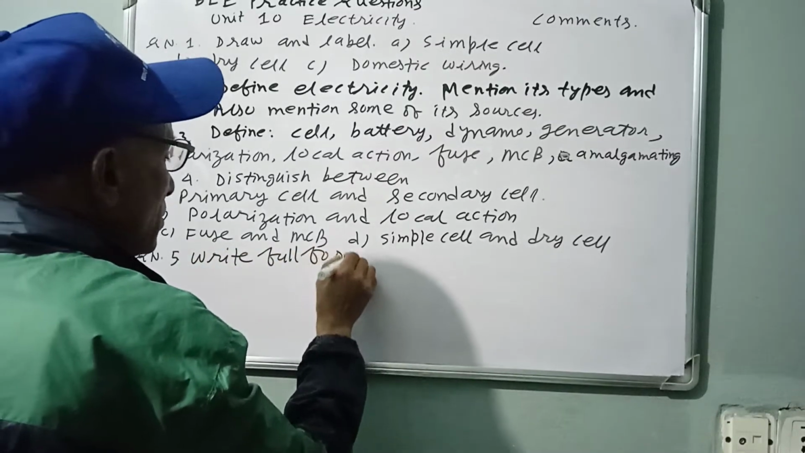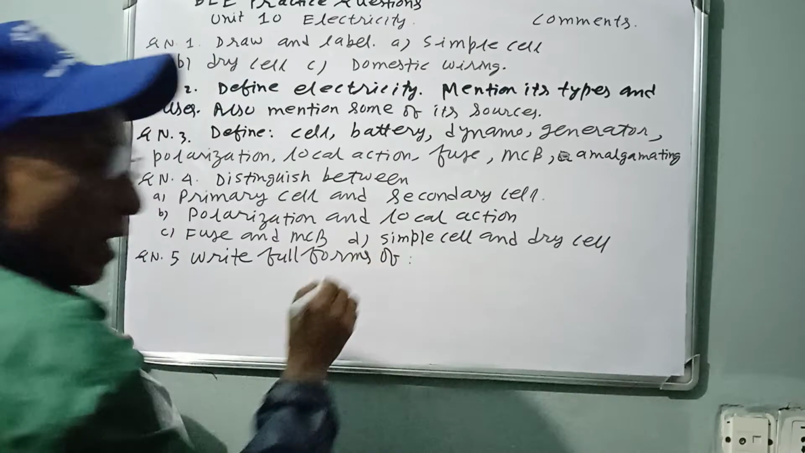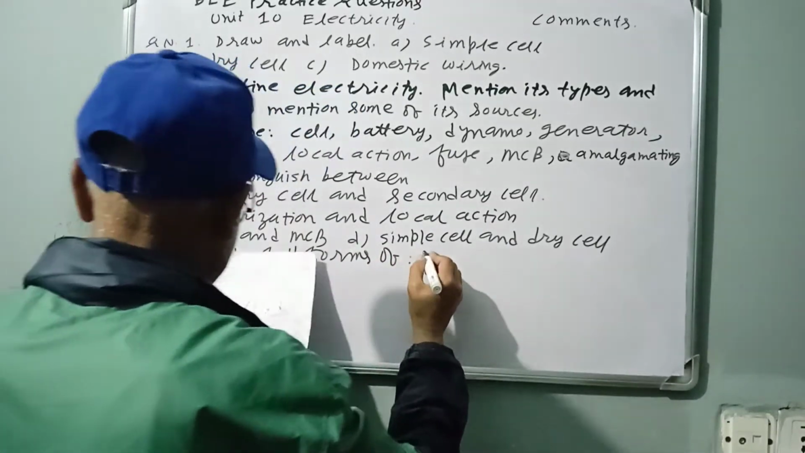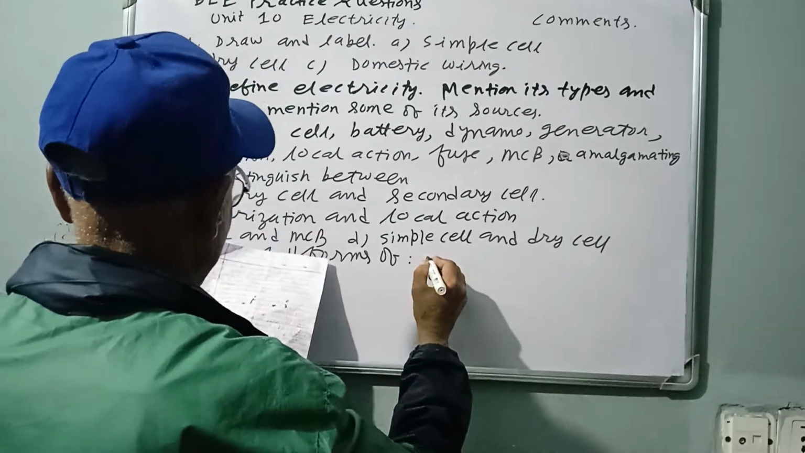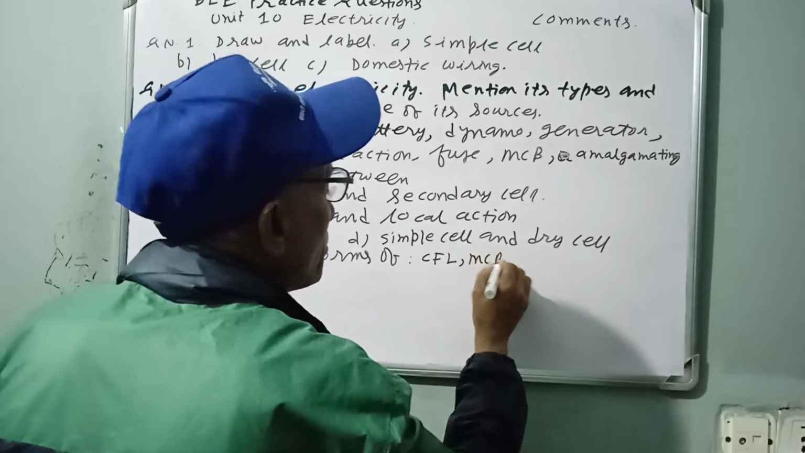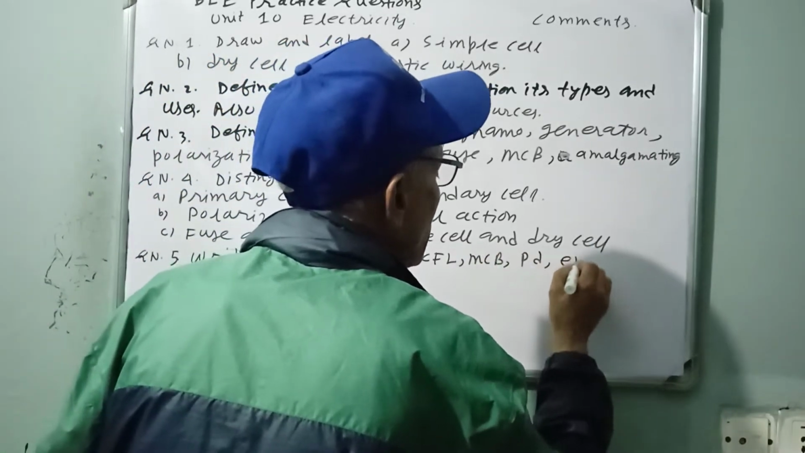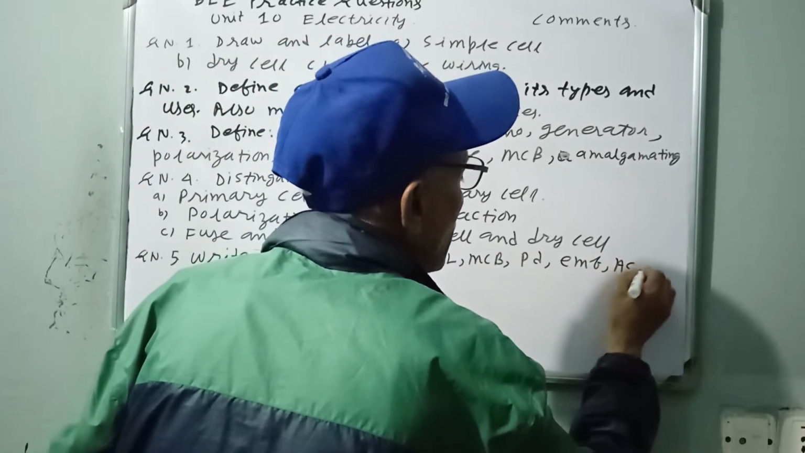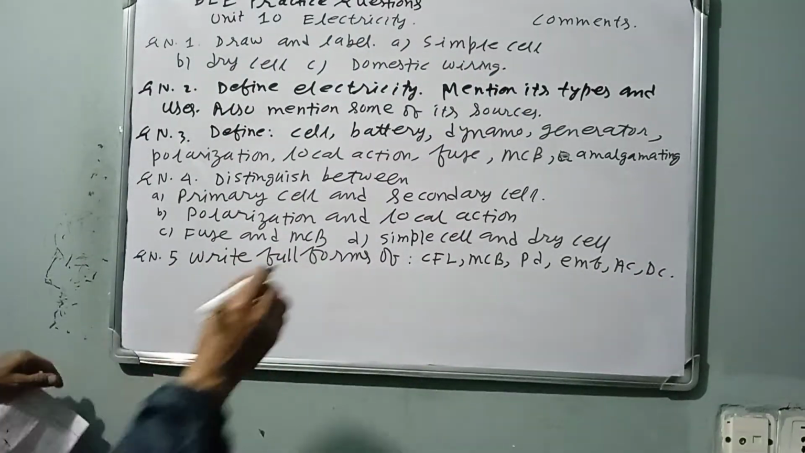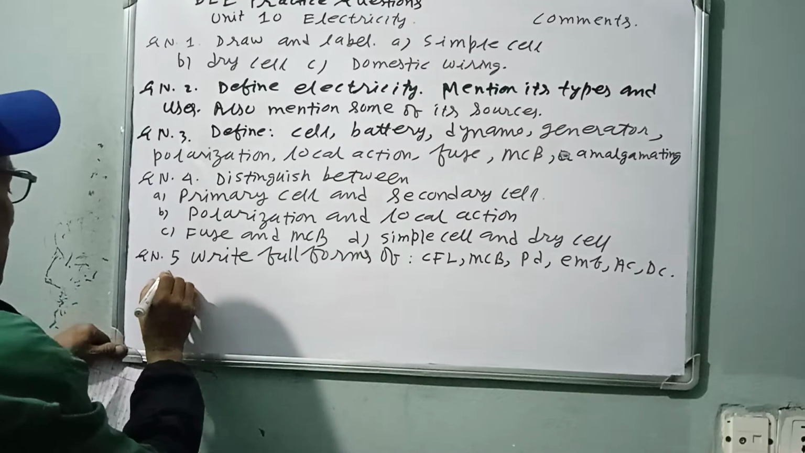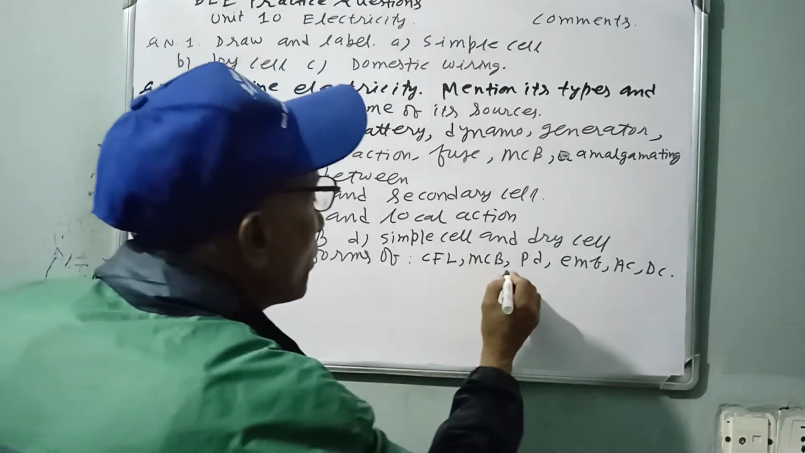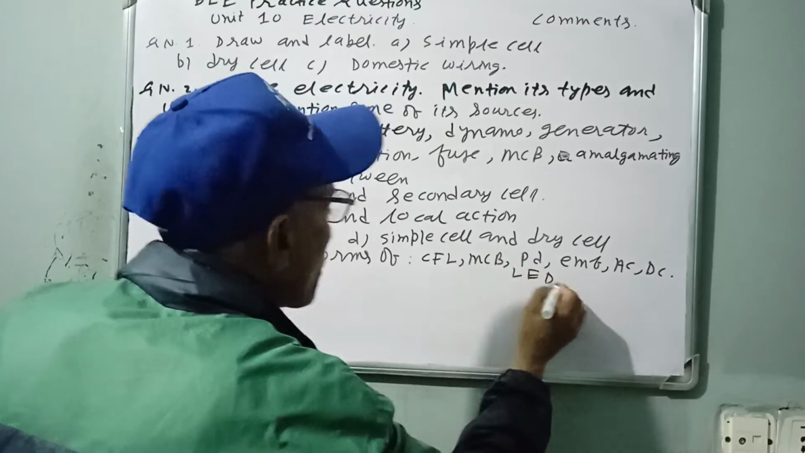Full forms. I write some full forms. See, I have written CFL, MCB, PD, EMF, AC, DC. This must be first of all CFL. Have I written LED? No. LED also. Add one.